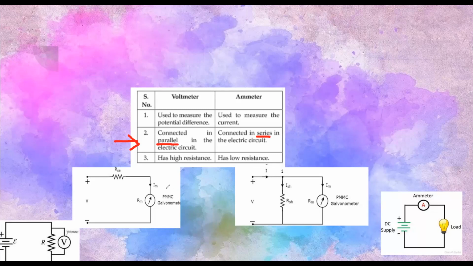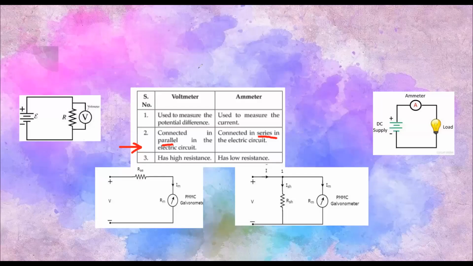this is how it is inside the PMMC. So what is this connected in parallel? Pure circuit mein voltmeter kahan connect hota, kaise connect hota? It is connected in parallel. Okay, it is connected in parallel. Because it has high resistance. That is why it is connected in parallel.